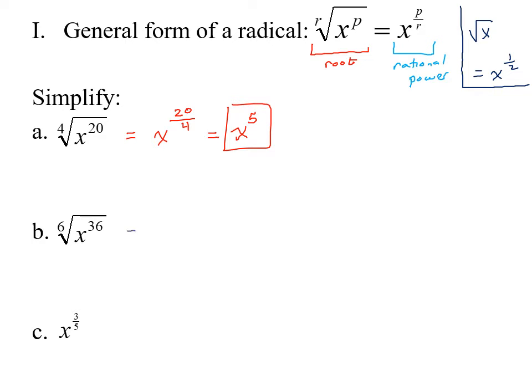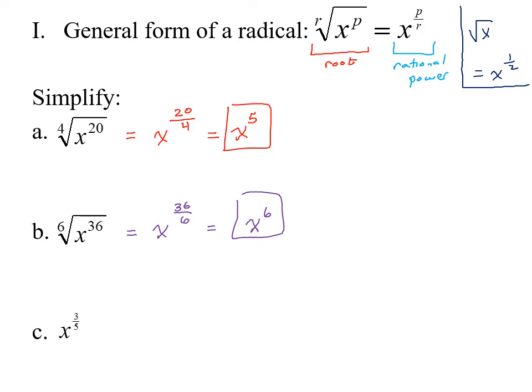Or on B, same idea. This would become x to the 36 over 6, the 36 underneath divided by the 6 out front. 36 divided by 6 is 6, and so this is just x to the 6th.